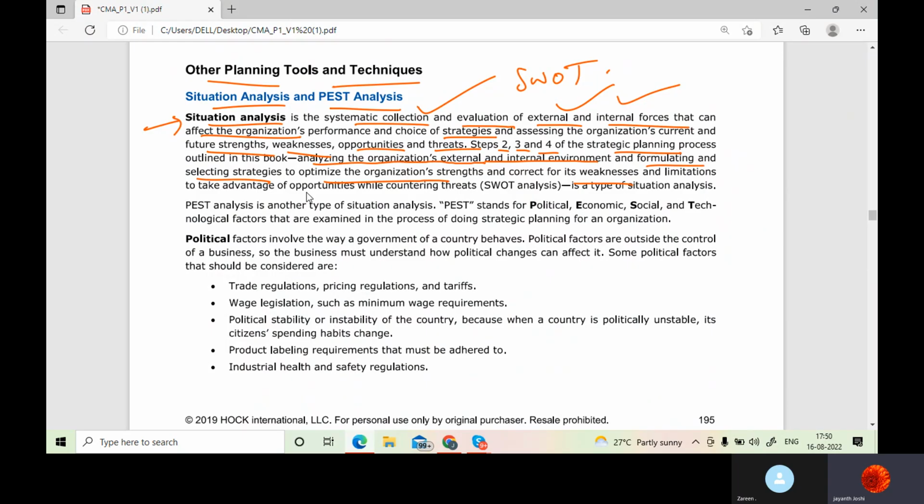So SWOT analysis is a type of situation analysis. In SWOT analysis, what we do, we see what is our strength, we see what is our weakness, we see what kind of opportunities we can get and we can grab, and then what kind of threats our organization faces and how we can overcome those threats. Okay, that is what we are going to see.